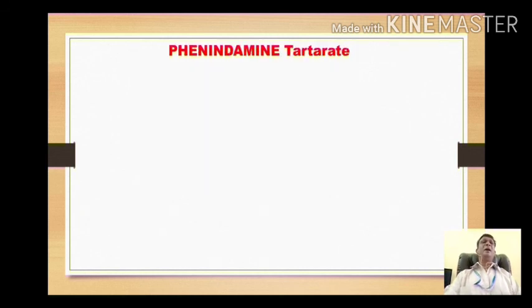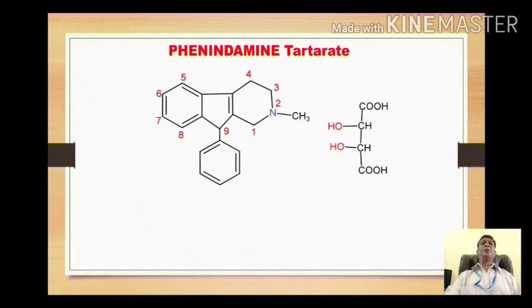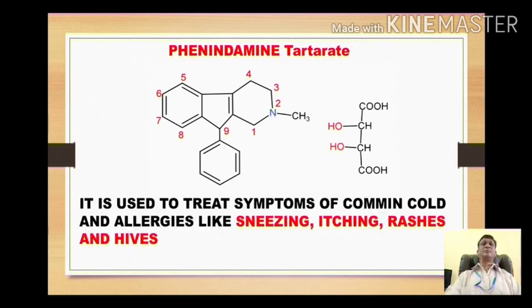The next drug is phenindamine, which is available as its tartrate salt form. This is the structure of phenindamine. As the name indicates, this phen stands for the phenyl and the inda stands for this indane-like structure, which is fused with a 6-membered ring containing a nitrogen. This phenindamine makes a salt form with tartaric acid. Now this drug is used for treatment of common cold, sneezing, itching and rashes.